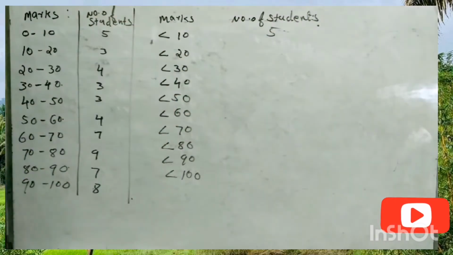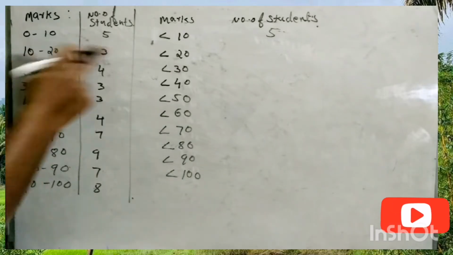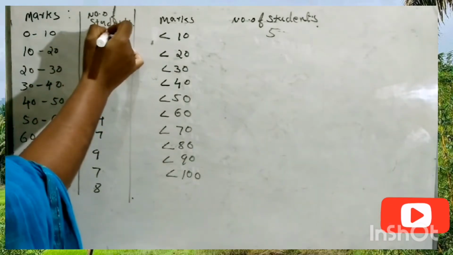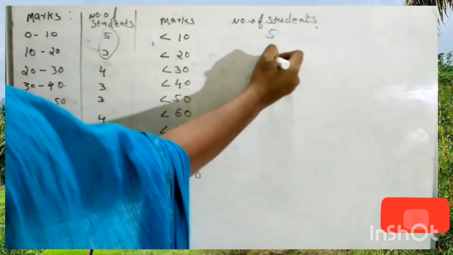But less than 20 means we can take the marks from 0 to 20. So 0 to 20 means we need to consider these two classes together and just add the frequency of those two classes. 5 plus 3, that is equal to 8.